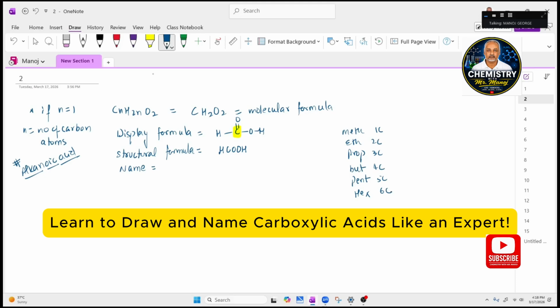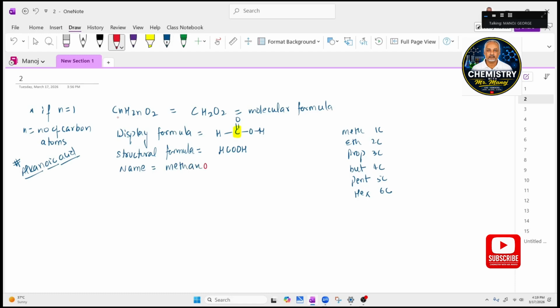So I have only one carbon, but I have to say alkane. So I'm going to say methane. Methane, and remove the E and put oic acid. So it becomes methanoic acid.